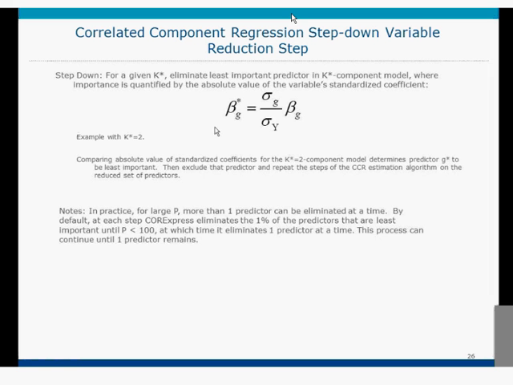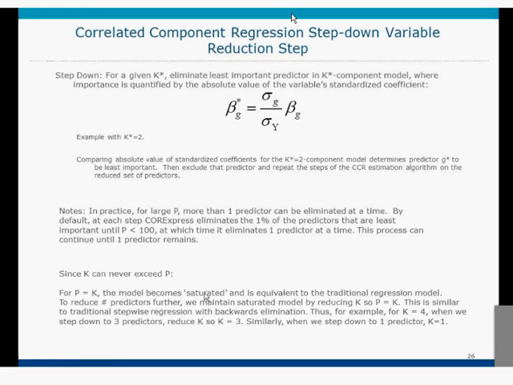Now, in practice, for large P, more than one predictor can be eliminated at a time. So by default, what we do is eliminate 1%, or pick a percent, of the predictors at a time until P is less than 100, at which time we eliminate one predictor at a time. And that process can continue until one predictor remains.